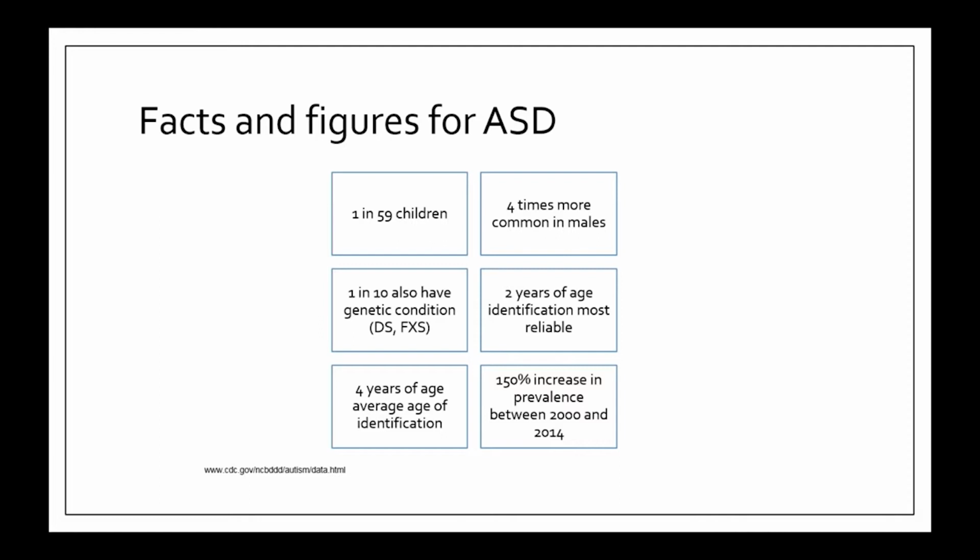In children with autism without a co-occurring genetic condition, we can reliably diagnose the condition around 2 years of age, and that diagnosis has shown to be stable over time. That age of diagnosis gets a little bit trickier when we consider co-occurring genetic conditions. And there has been an increase in prevalence over the last few years in autism.